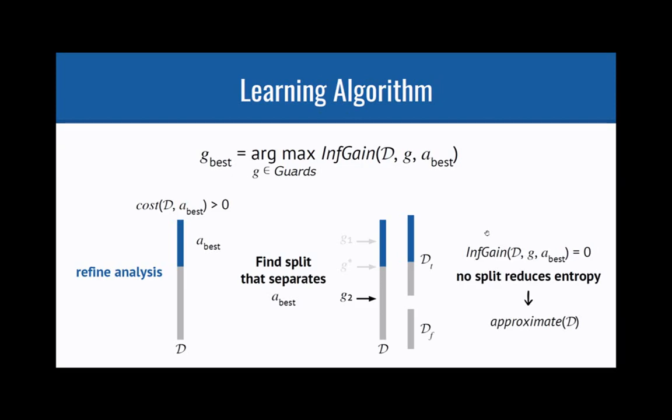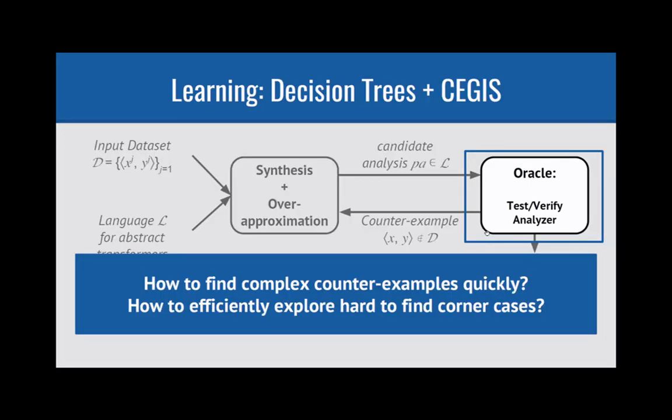The corner case here is that maybe there is no split, in which case we just approximate the data set we are working with at the moment. Once we do this, the result is a candidate program analysis that we would now like to test, to see whether we can find some counterexamples.